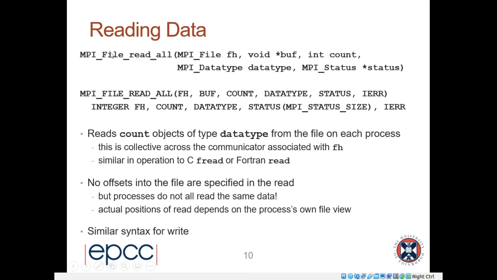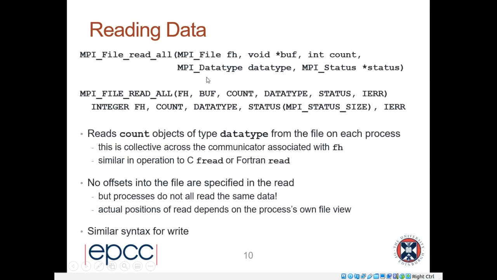This is a very similar syntax to MPI receive. You'd specify who you want to receive from, a buffer, a count, and a data type. If you're doing MPI file write, you would do exactly the same. It would be like sending data. So this reads count objects of type data type from the file in each process, and it's collective across the communicator. It's very similar to fread or Fortran read.